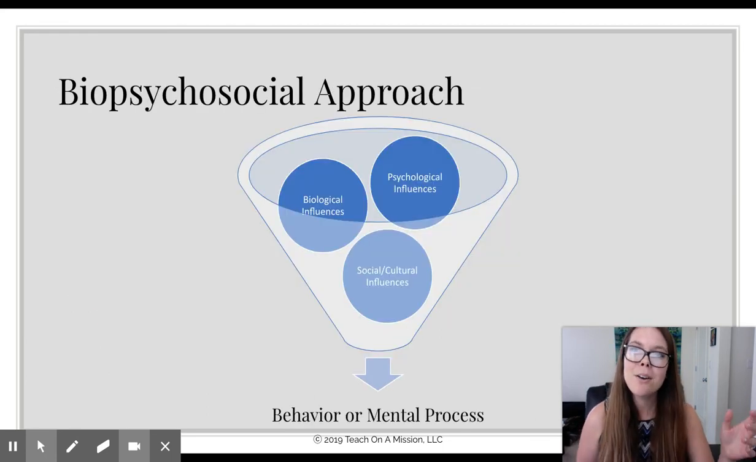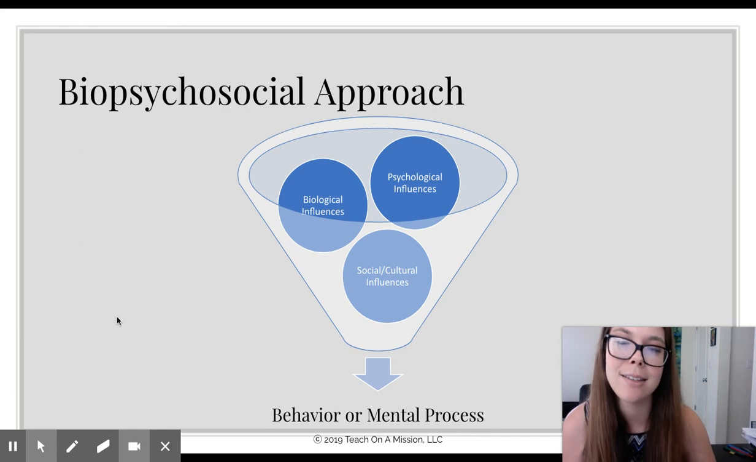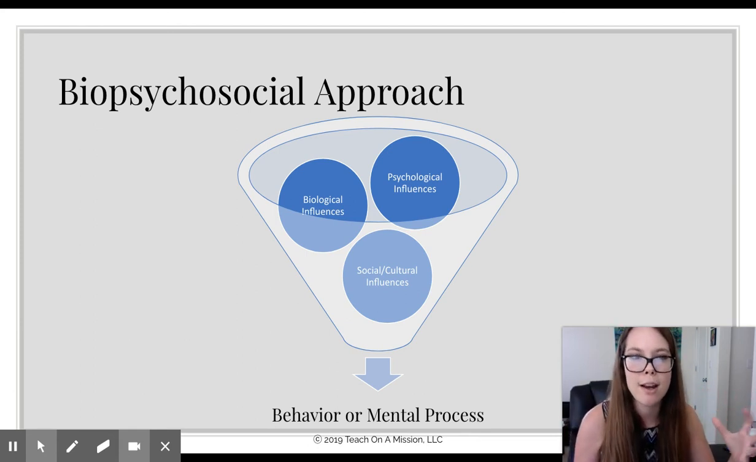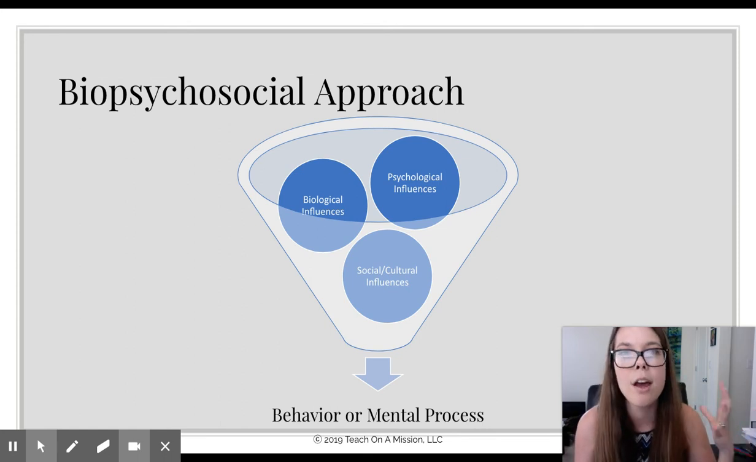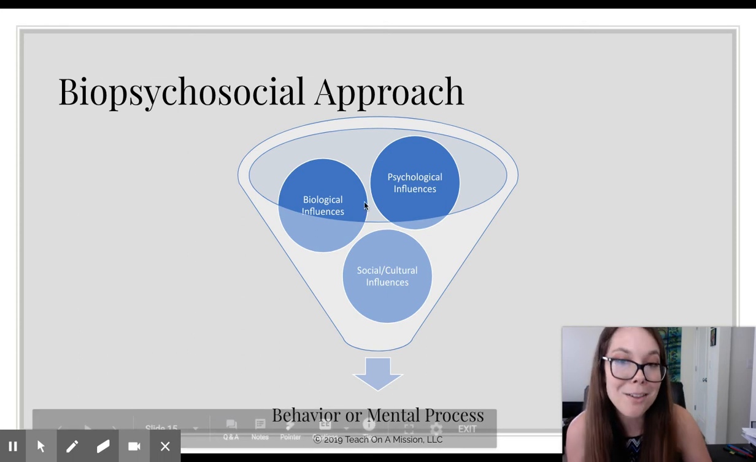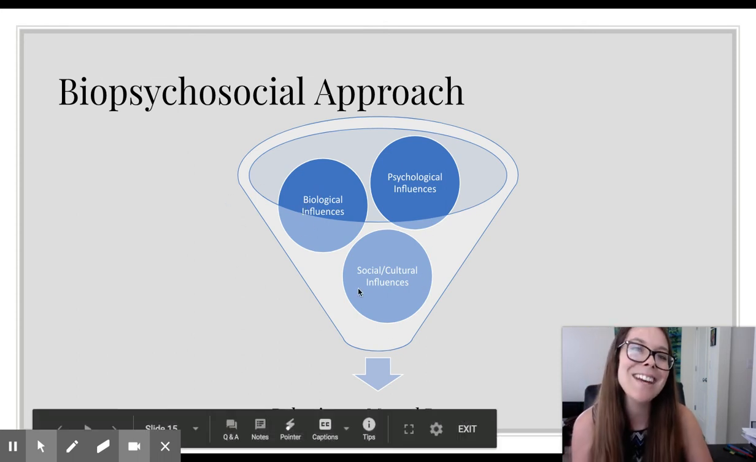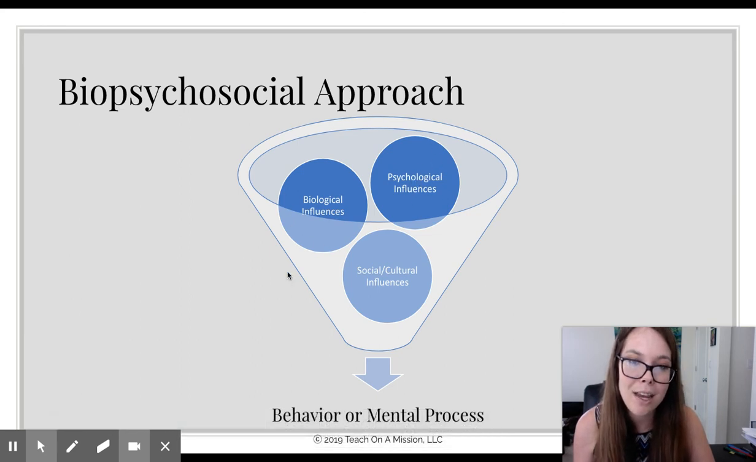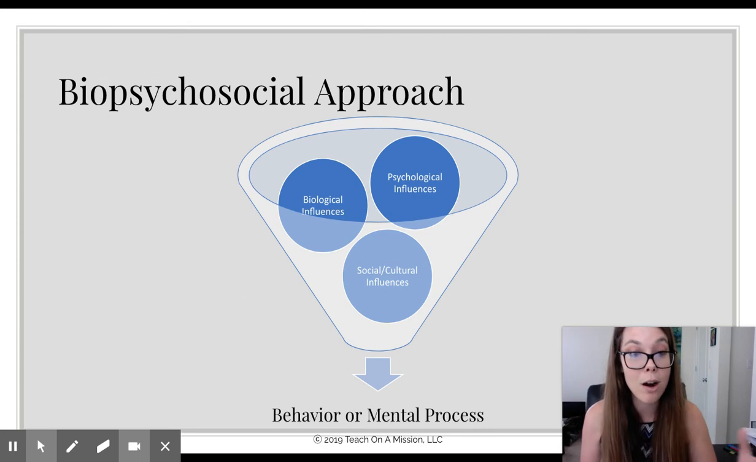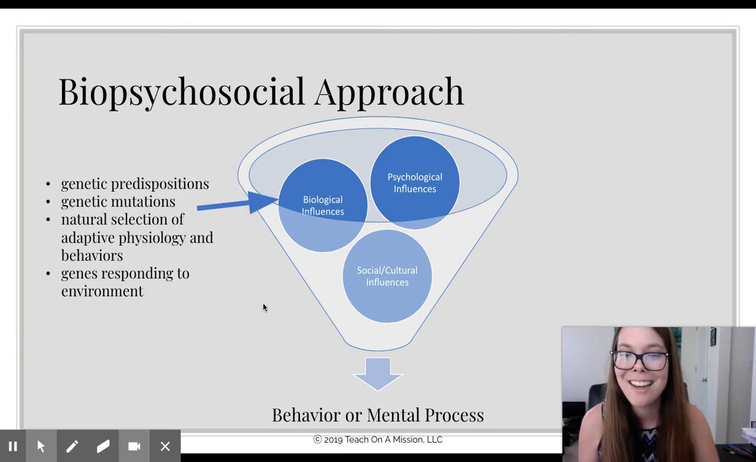So this biopsychosocial approach has a little bit of everything, right? And this is a very new approach to contemporary psychology, where psychological influences are also connected to your biological, your genetics, and your sociocultural. So we're taking into effect your mind, your behavior, and the social environment that you're in and your cultural environment, because those all play a part in who you become and who you are and how you make decisions, right?